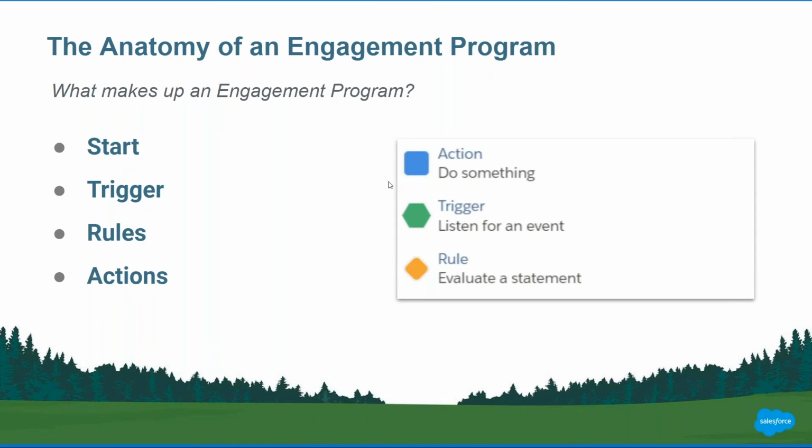To do that, we need to understand what an engagement program is composed of. There's essentially four things: the start, the trigger, the rules, and the actions. And Pardot conveniently already color coded this, so any action is colored blue, any trigger is colored green, and any rule step is colored orange. So let's start with the first one.